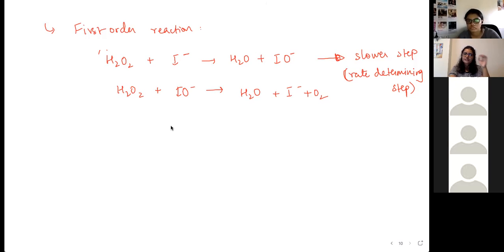So yeah, purely just by looking at the reaction, you can't figure out the rate. It depends on the catalyst and depends on how many steps there are, all of these factors.